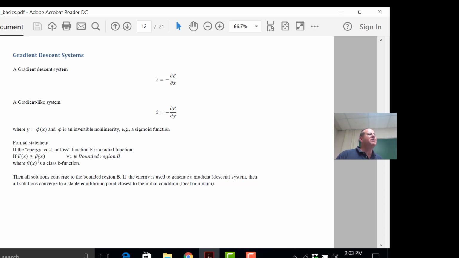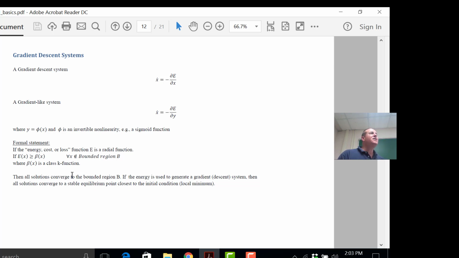But basically, this function has to be bounded below. Okay? So we don't have the other scenario where it's not bounded below and goes to minus infinity. If it's bounded below, and you have a function that bounds it from below, some beta function of a certain class, then when you start anywhere in a continuous system, you'll be converging to some local minimum. And the reason we choose gradient descent is that it keeps us away from all this other stuff that we see in physical systems, such as chaotic behavior, periodic behaviors, oscillations, all this other stuff which we don't want. So that's why we choose gradient descent.